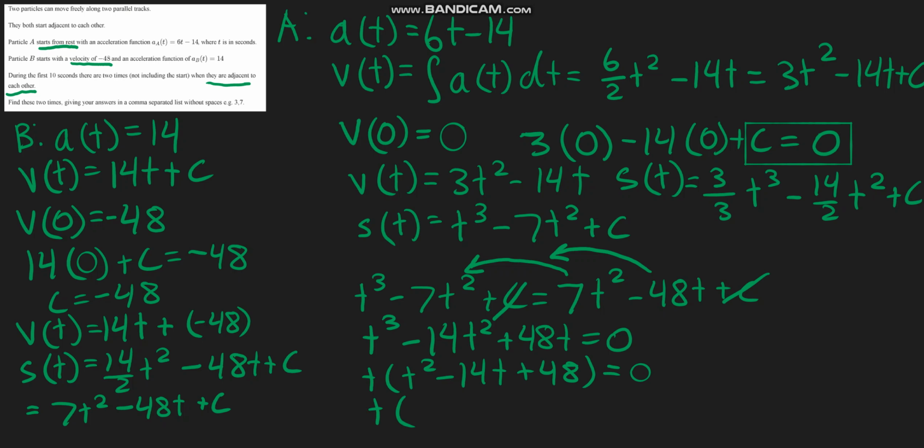Now, what multiplies to get 48 and adds to get negative 14? We could try 12 and 4. That would not work. 6 and 8, I think that would work. So it's going to multiply two negatives to get this, and then add two negatives to get this. So we're going to do t minus 6 and t minus 8. Negative 6 times negative 8 is equal to 48, and negative 6 minus 8 is equal to negative 14.